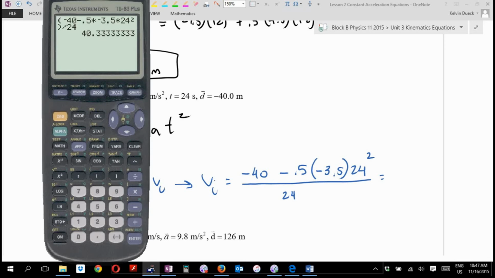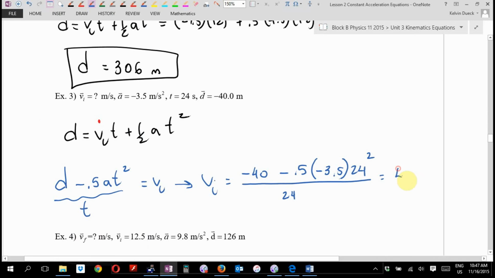Quick look at sig figs. How many sig figs should I go to here? Technically 2. I'm going to go to 3. I'm going to go 40.3. Negative. No, positive. Sorry. 40.3. What did we just find? Meters per second, because we just found a velocity.